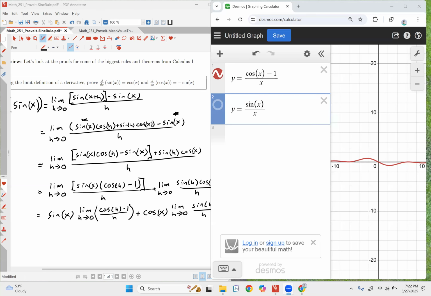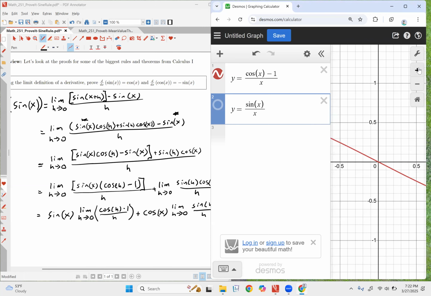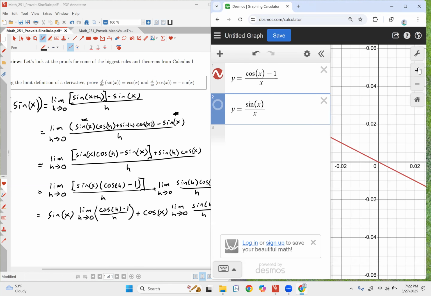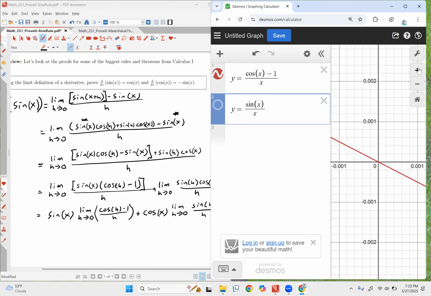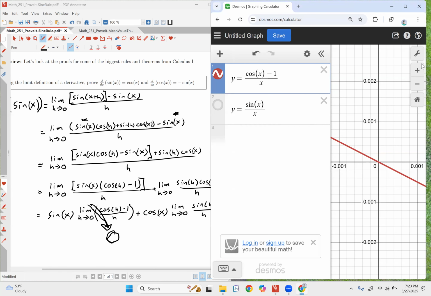Okay, I'm in Desmos and I typed in this cosine of x minus 1 over x, and I just want to zoom in at 0. And notice as I'm zooming in and in and in, it doesn't really matter because it looks like this thing is still getting really, really close to 0 for that first limit. So that's telling me over on the side here, this first limit is going to go to 0. Let's check out the sine piece.